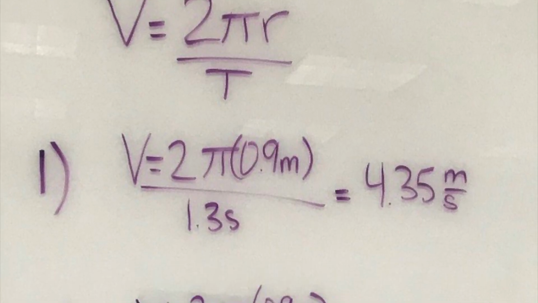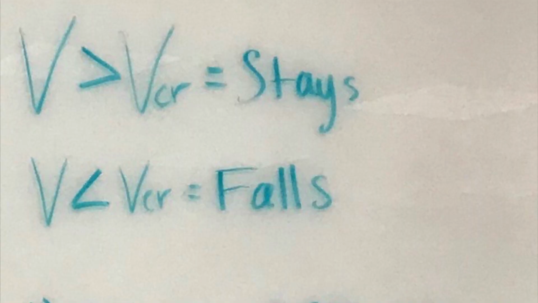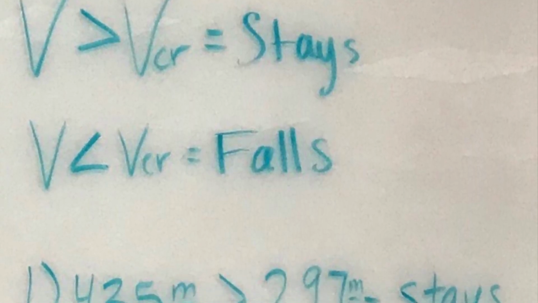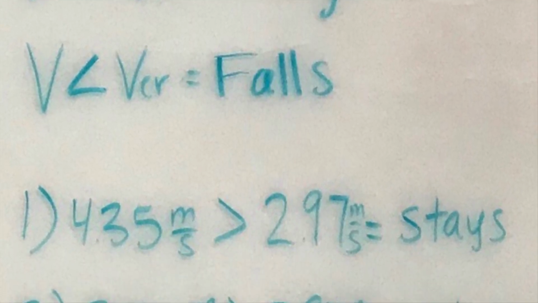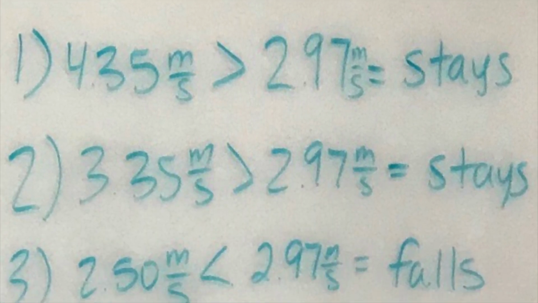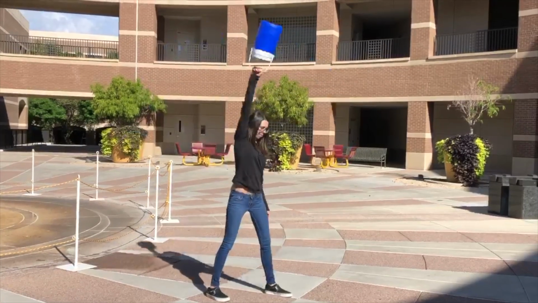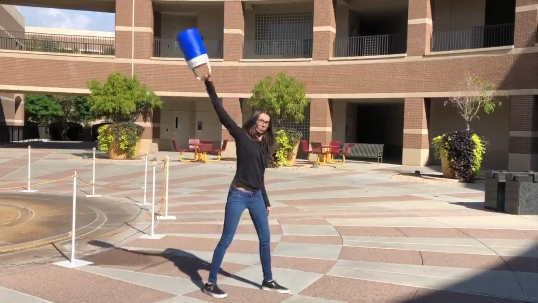And then our velocities were calculated from 3 different periods. And then they were compared to the critical velocity. So if it is greater than the critical velocity, it will stay in the bucket. But if it is lower than the critical velocity, the water will fall out. So then how fast should the bucket go for the water to stay in it, like we see here?